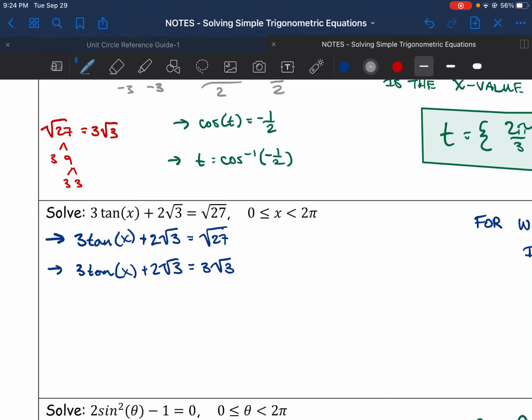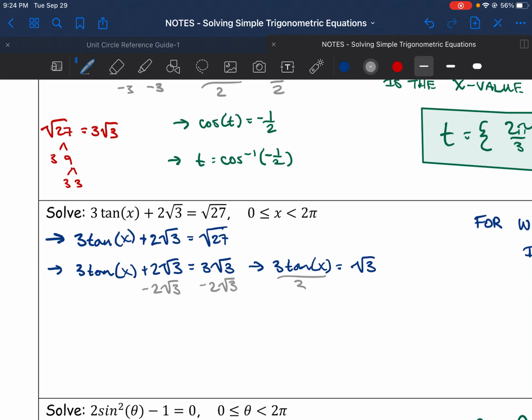All right, now let's subtract 2 square root of 3 from both sides, because again, we're trying to isolate for x. And what this is going to do is we're going to get 3 tangent of x. Well, when we think about 3 square root of 3 minus 2 square root of 3, they share the same radicand, square root of 3. So we're just going to have 1 square root of 3.